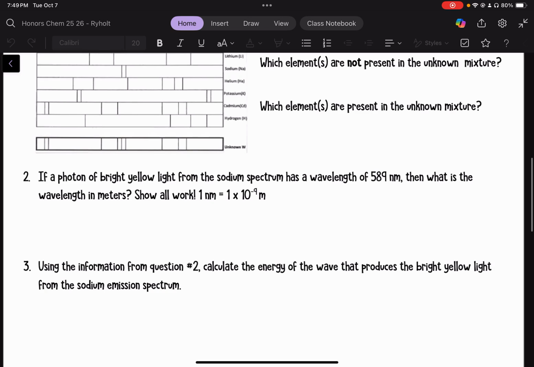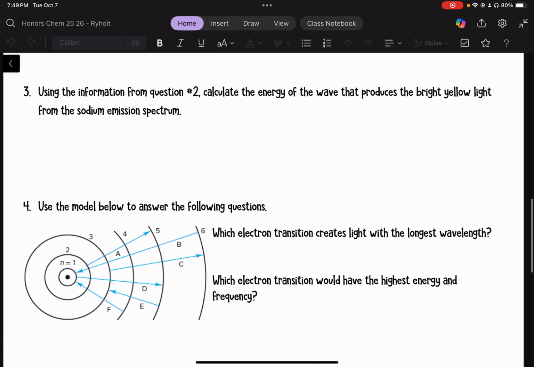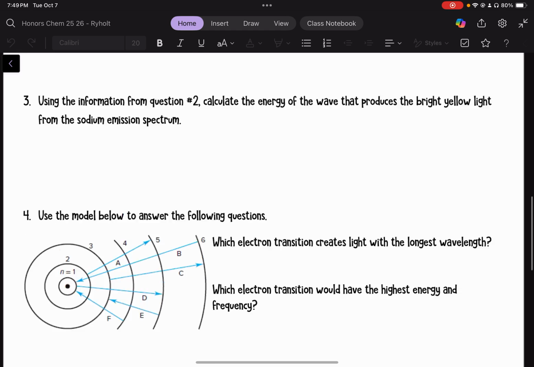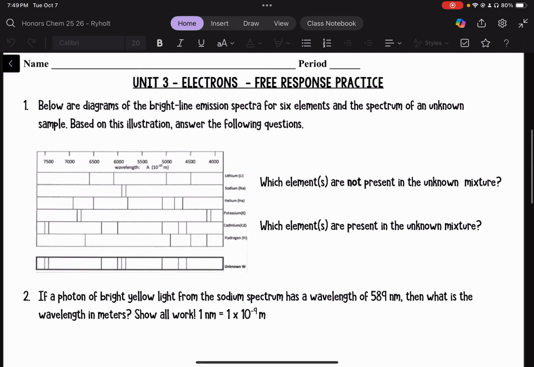We're also going to calculate our energy, and we're going to do a conversion from nanometers to meters. That's something that I want you guys to be familiar with. And then we're going to use this model to talk about when electrons are moving from lower energy to higher energy and higher energy to lower energy, and what is really happening. All right, so let's take a look at this here.